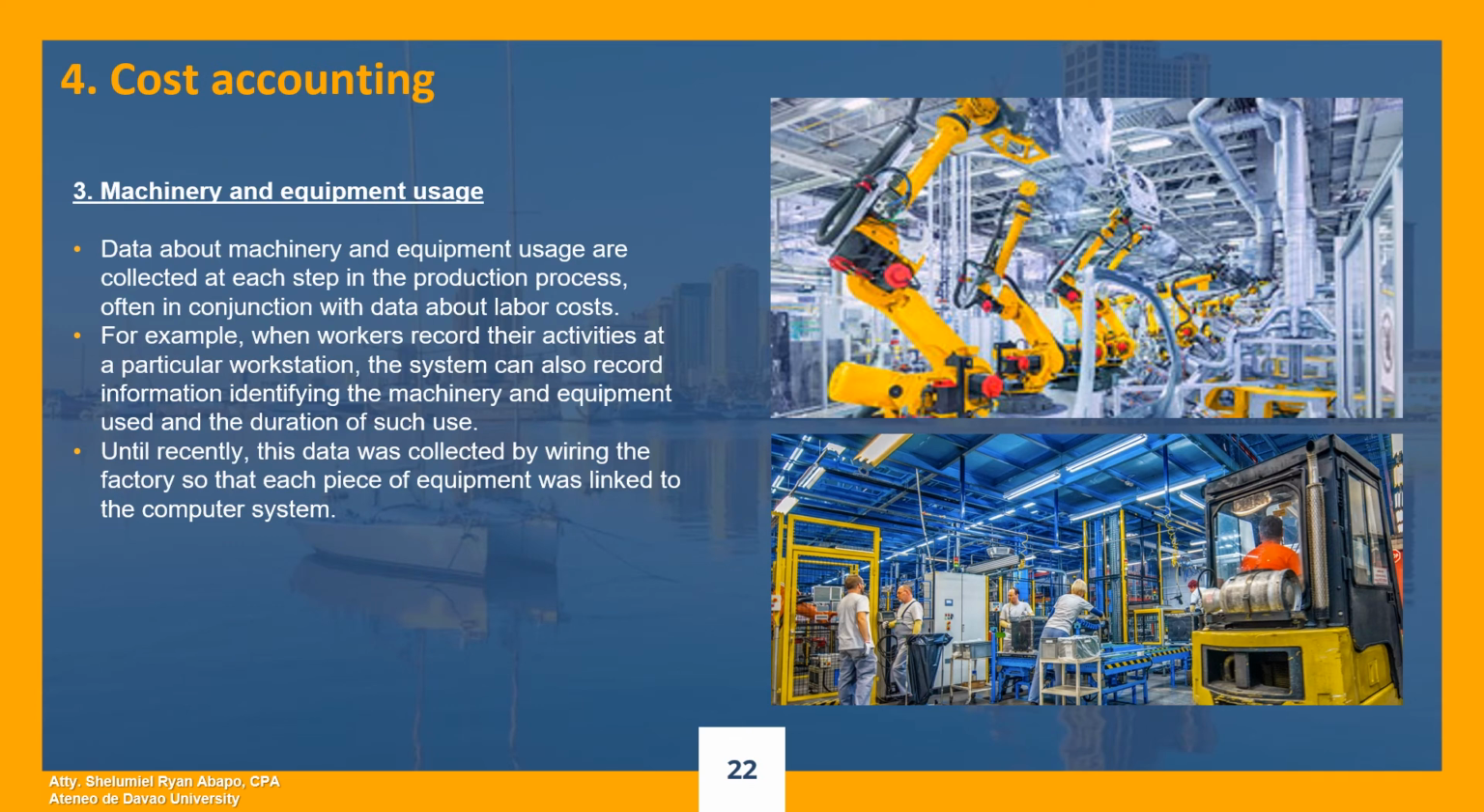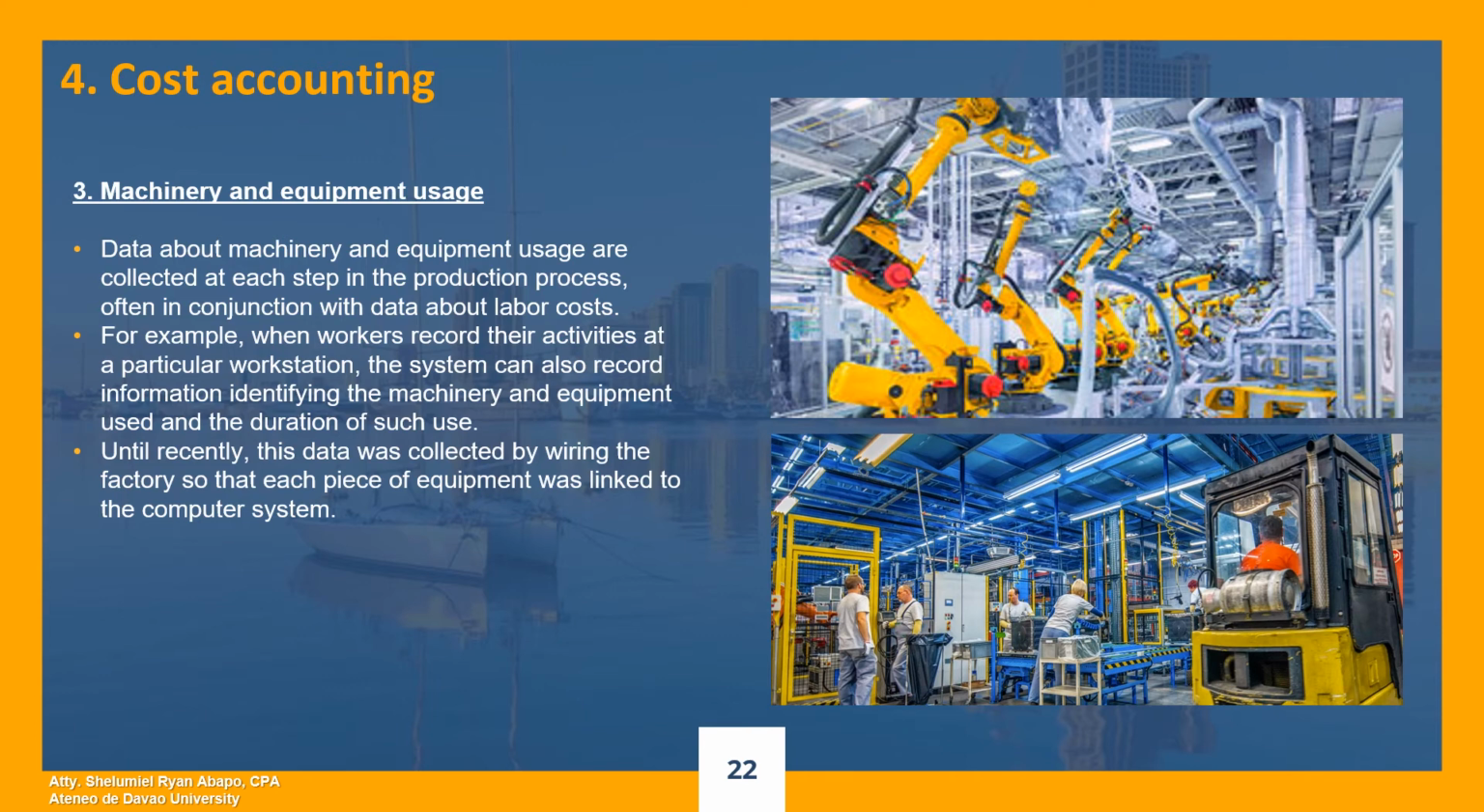Now let's proceed to machinery and equipment usage. As companies implement CIM to automate the production process, an ever larger proportion of product costs relates to the machinery and equipment used to make that product. Data about machinery and equipment usage are collected at each step in the production process. For example, when workers record their activities for a particular workstation, the system can also record information identifying the machinery and equipment used and the duration of such use.